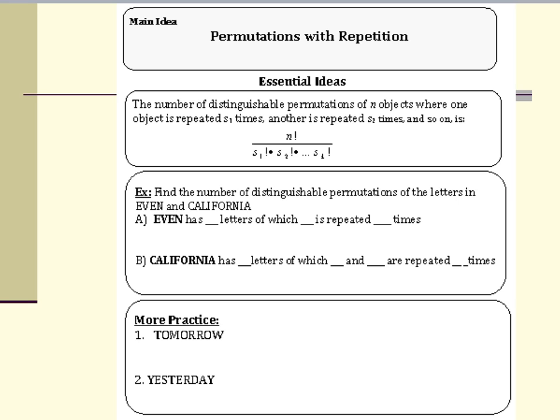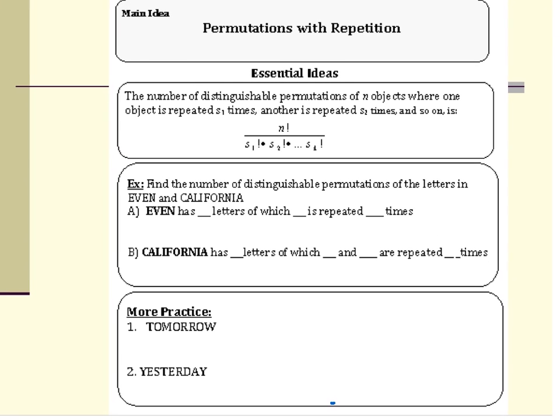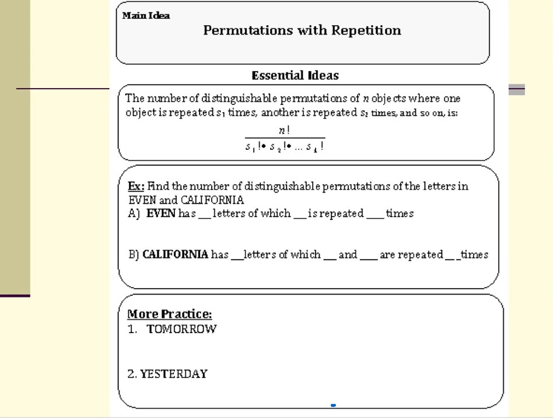And this works really well for our words and how many different orders we can put letters in when letters are repeated. So our first example here says find the number of distinguishable permutations in the letters in even and California. So let's look at the word even first. We'll start with a nice easy one. Even has 4 letters, of which 1 is repeated 2 times.